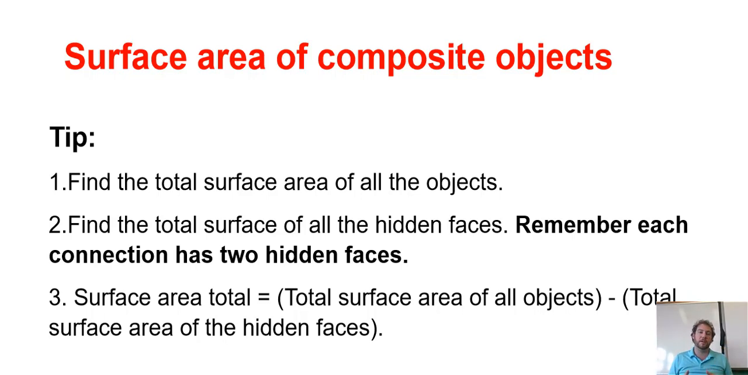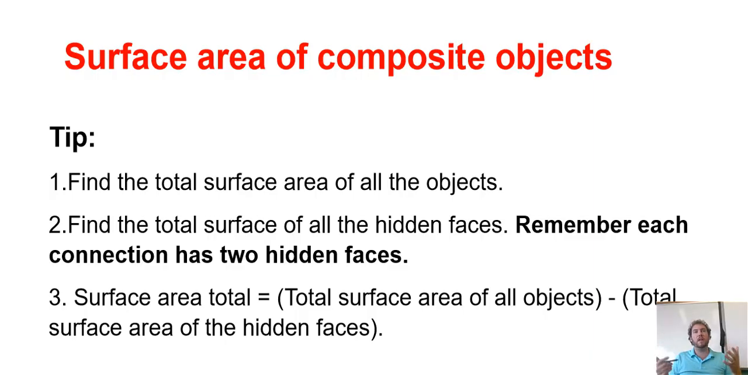So in my mind, there's two strategies here. Strategy number one is kind of what you see on the screen here. So first thing that we do is we find the total surface area of all objects. We say, okay, well, if I have a rectangular prism and I have a cylinder, let's pretend that those two objects are separate from one another and find each of their surface areas.